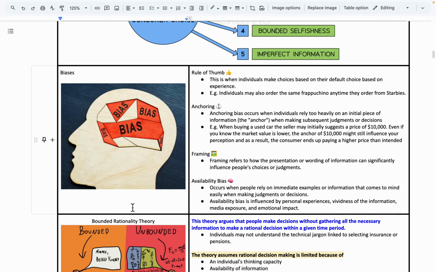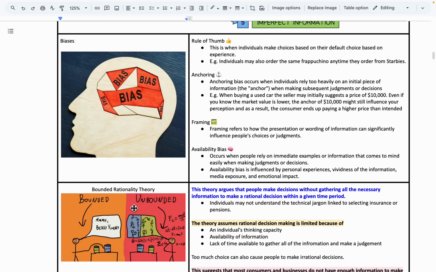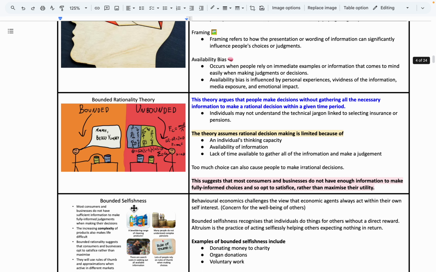Anchoring bias is when someone relies too heavily on a certain piece of information that it kind of anchors them in. So framing is like how the presentation or wording of information can significantly influence people's choices or judgments. And availability bias. So this occurs when people rely on immediate examples or information that comes to mind. And this also can relate to personal experiences as well.